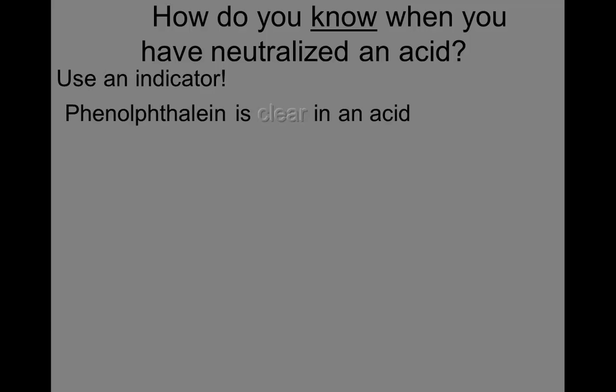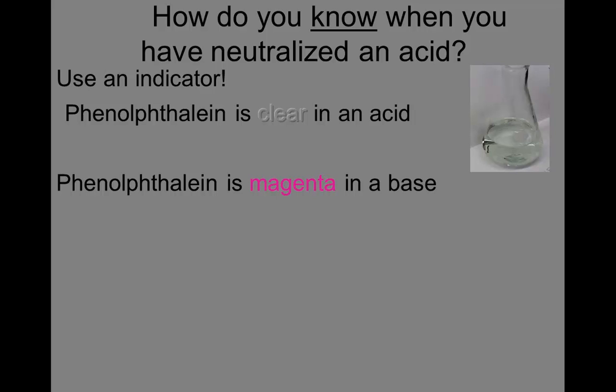As a reminder, we learned this in our first lab of the unit, phenolphthalein is going to be clear in an acid. Here's a picture of a flask that has an acid in it, and if phenolphthalein was put in it, maybe 2 or 3 drops, it would remain clear and colorless. On the other hand, if we add phenolphthalein to a solution in a flask where we have a base, we're going to get a magenta color. The deeper the magenta is, the more base that we have there.